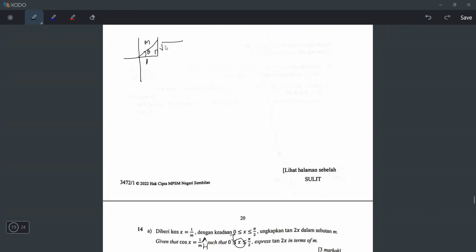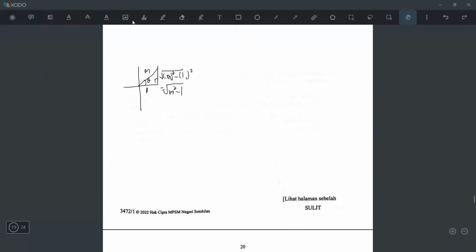Means I can find the opposite. Square root bracket square minus bracket square. Why minus? Because I'm finding the short one. Take the m square minus 1 square. So it's square root m square minus 1, because 1 square is 1, right? So now I have this. Now only I will try to express tangent 2x. So let's do tangent 2x.